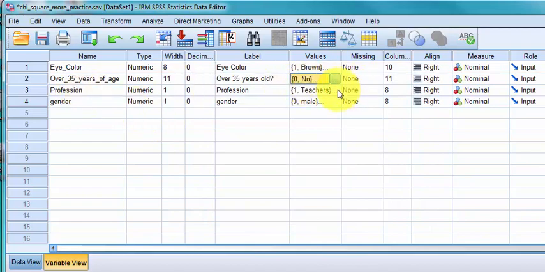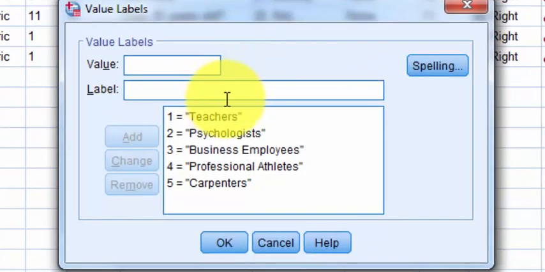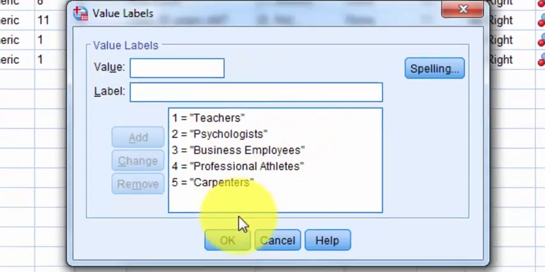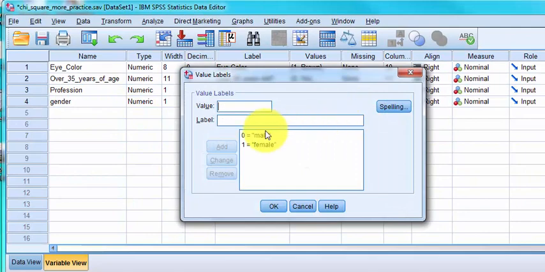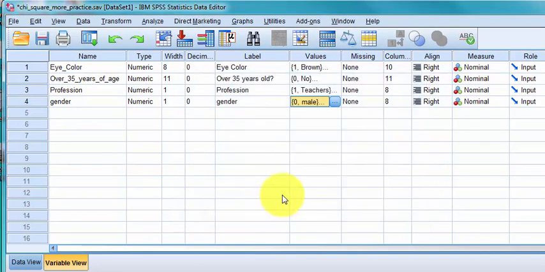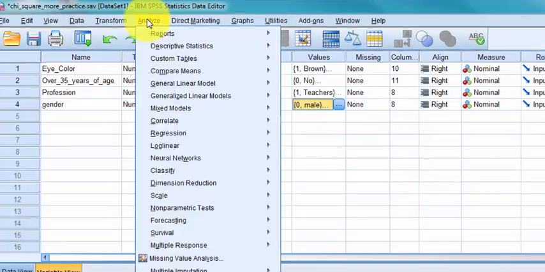What their professions were. So we have teachers, psychos, business employees, professional athletes, carpenters. And of course, gender. 0 is male, 1 is female. So that makes them all categorical variables. So first of all, I'm going to see if there's a significant association between eye color and anybody under or over 35. I'm going to go to Analyze.